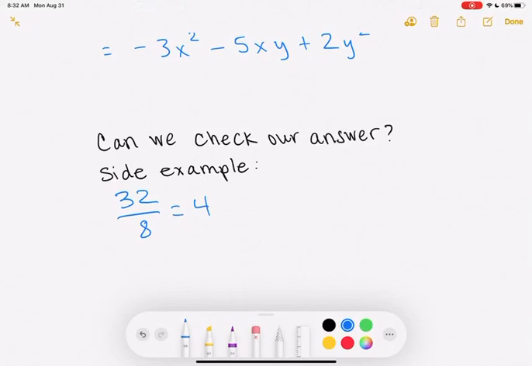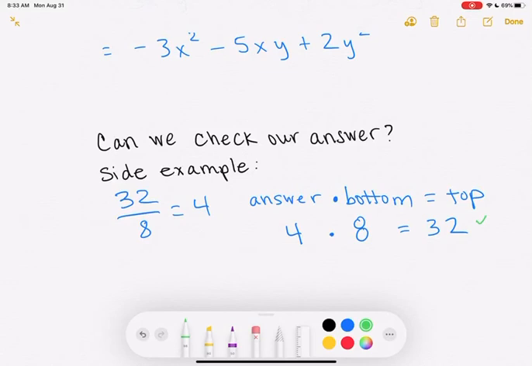I'm going to write this down. Answer, which we got was 4. You could multiply it by the bottom number, right? Your denominator, which in this case was 8, right? And that should equal what? It should equal that top number, right? So our top number was 32. And is that true? 4 times 8 equals 32. That's correct.